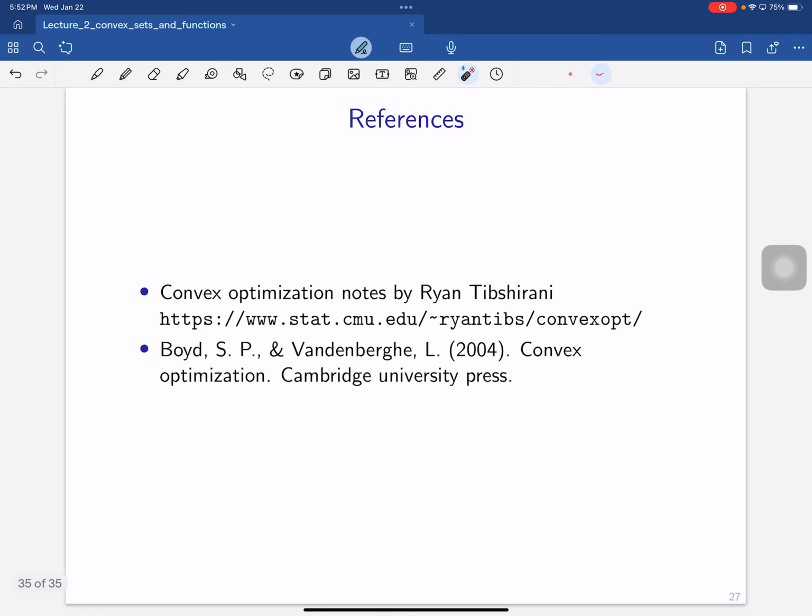So the reference is this particular book by Stephen Boyd. If you want to read a little bit more detail about this, you could refer to this book. And then I also borrowed some slides from this class at Carnegie Mellon where I did my PhD. This class by Ryan Tibshirani is a very, very well written convex optimization lecture. Okay.